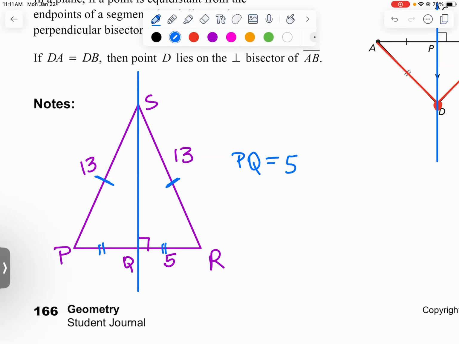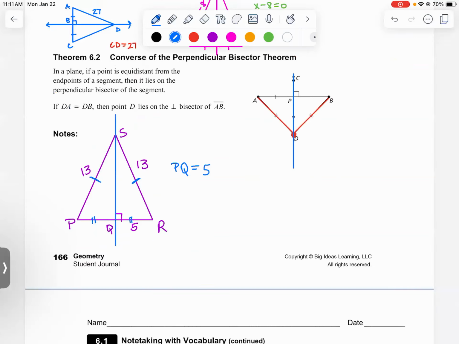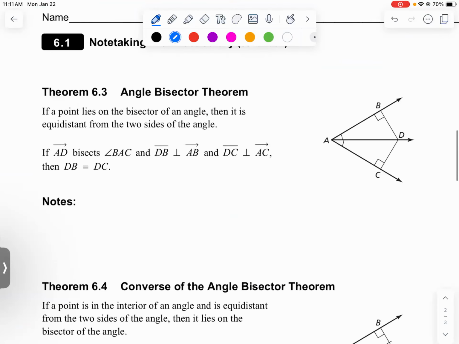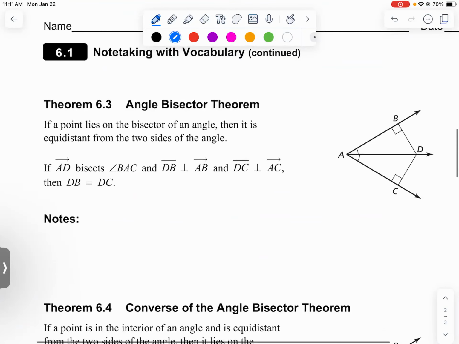Okay, all right, so that's theorem number 1. Technically, there's 2 of them, but one concept there, right? Okay, let's go to concept number 2. Next page. Angle bisector. Woohoo! Love me some angle bisectors.